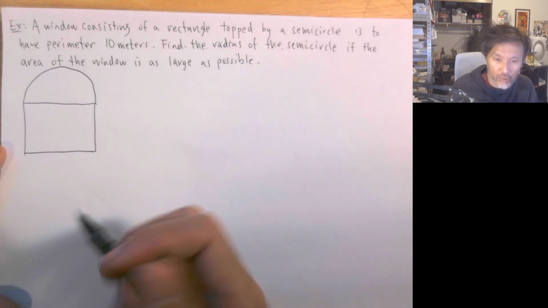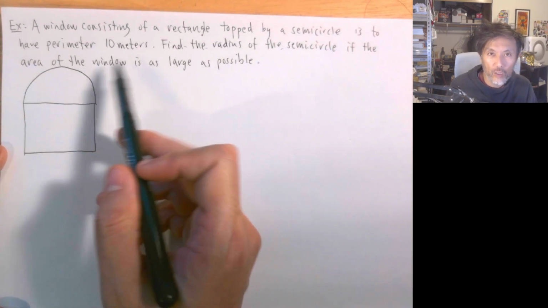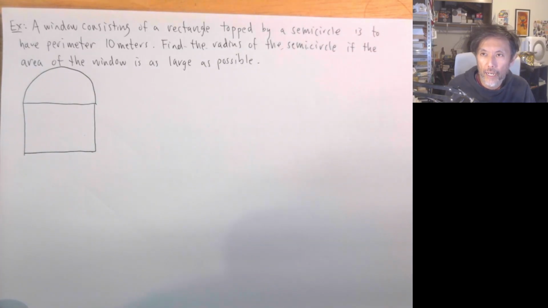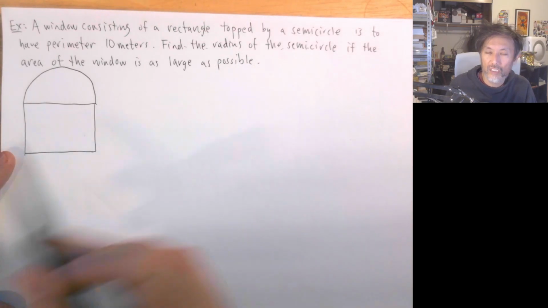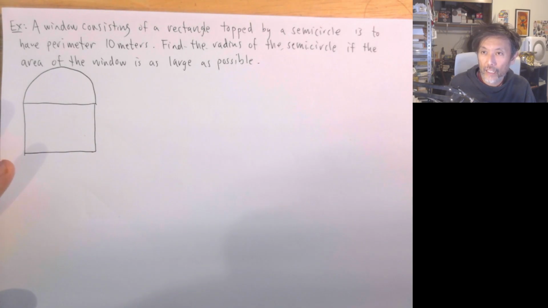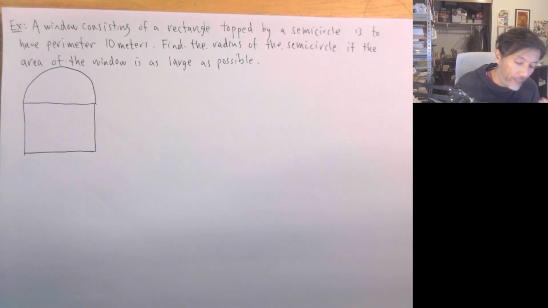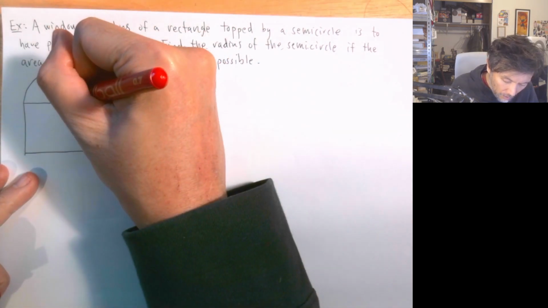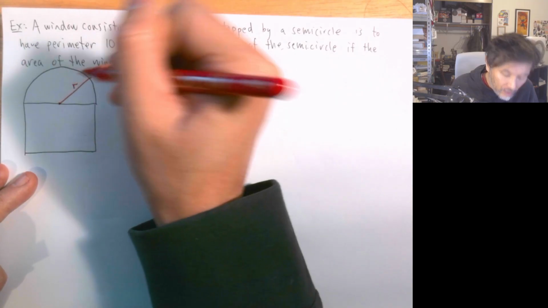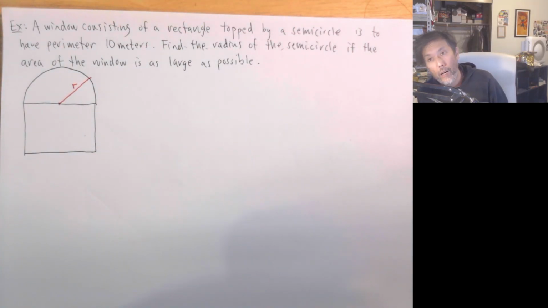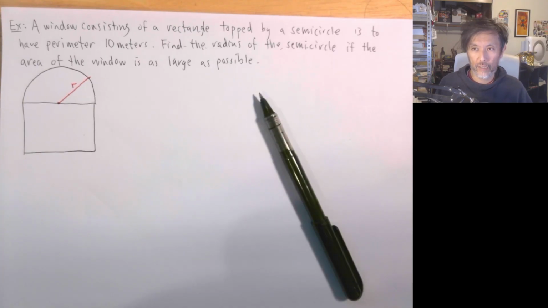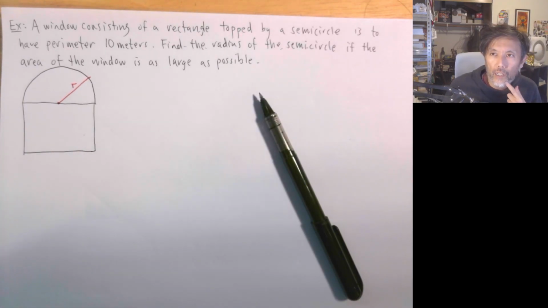One obvious quantity you might lean on is the radius of the semicircle, because the radius is the thing this problem is asking us to find: find the radius which makes the area as big as possible. So let's call the radius R. Why R, you ask? Because R is the first letter of the word radius.